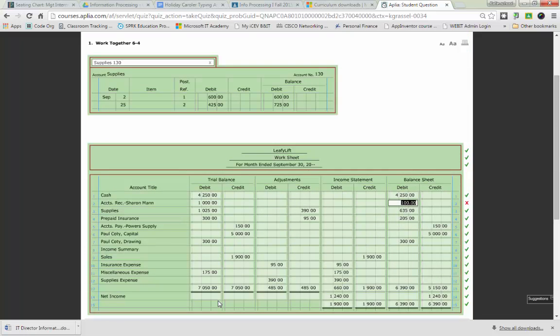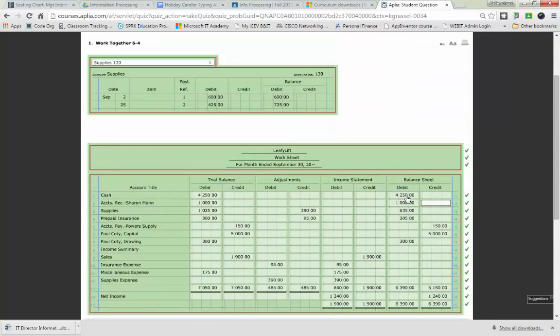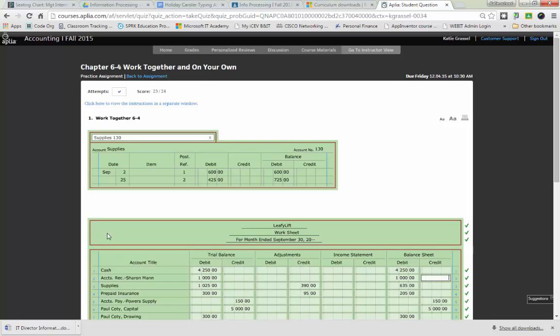Oh, I had another mistake. I had 100 instead of 1,000. Go ahead and try on your own. The on your own one I really like because it really forces you to look at the mistakes that have been made and fix them.